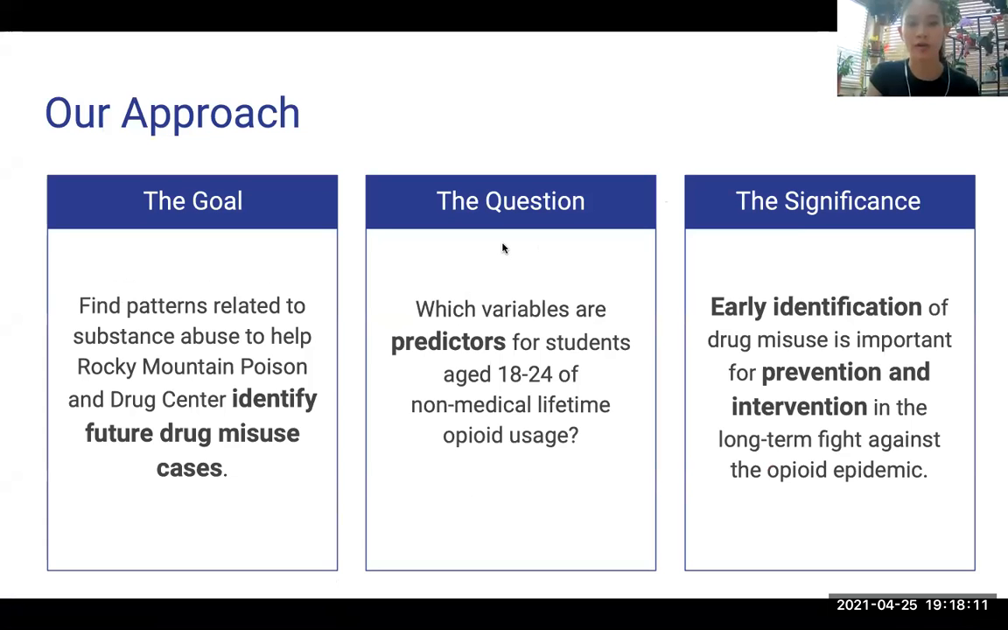Our goal was to find patterns related to substance abuse to help identify future drug misuse cases. As such, we decided to focus on the question: which variables are predictors for students aged 18 to 24 of non-medical lifetime opioid usage? We hope that by pinpointing such predictors, early identification of drug misuse may be possible. Young people have a greater ability to recover from an opioid addiction since they have fewer years of addiction behind them. This makes early prevention and intervention crucial in the long-term fight against the opioid epidemic.